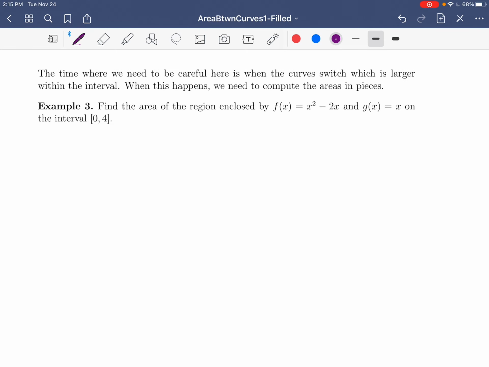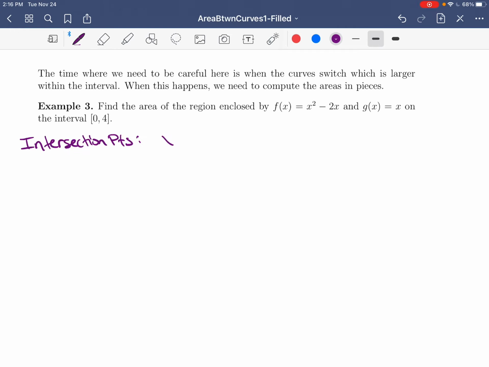Okay, so I want to just do one more, and that's where the curves switch. Here we need to worry because there's more than one intersection point in our interval. So f of x is x squared minus 2x, g of x is x, and we're on the interval from 0 to 4.